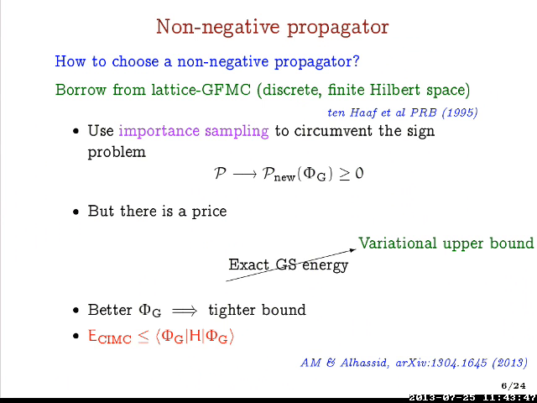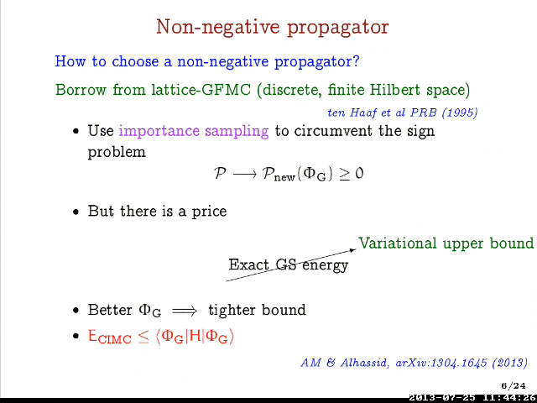The idea is you choose an importance function, and I'm not going to go through the details of that because that's fairly well known. You essentially choose an importance function, which I'll call phi g. You define a new propagator with the help of this guiding wave function. And you can choose this new propagator to be non-negative. Now, if you do that, you obviously have to sacrifice something.